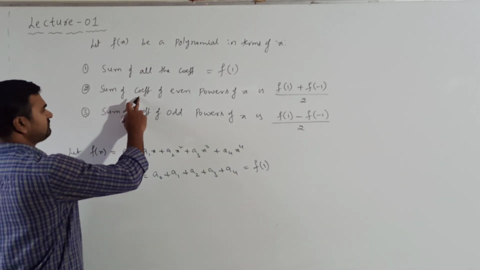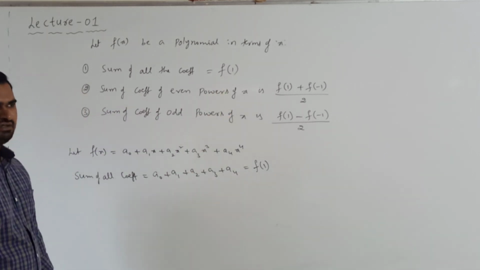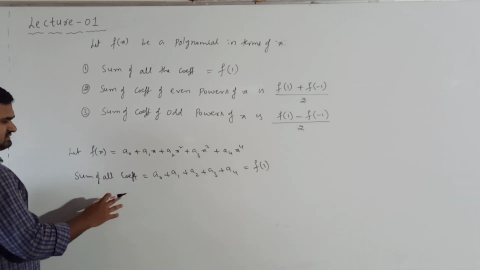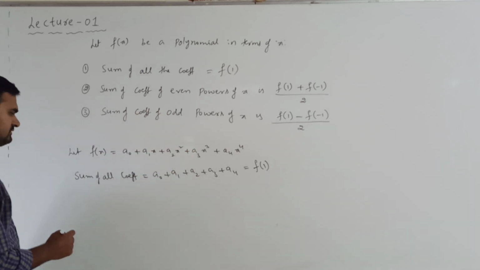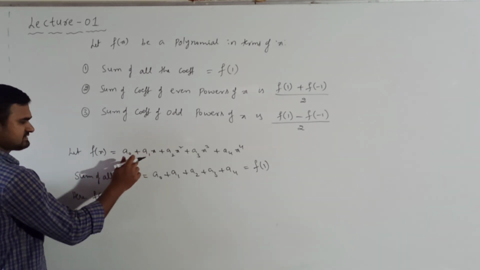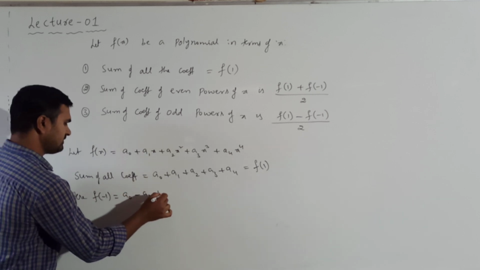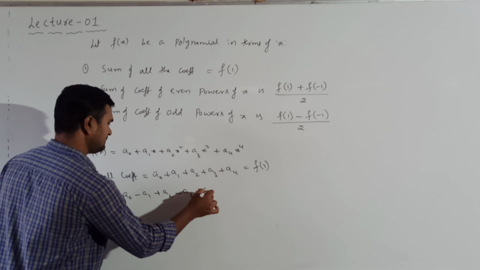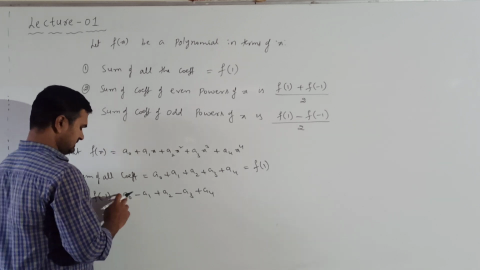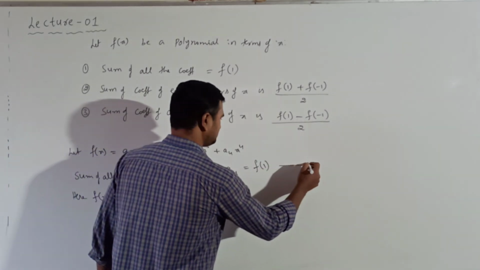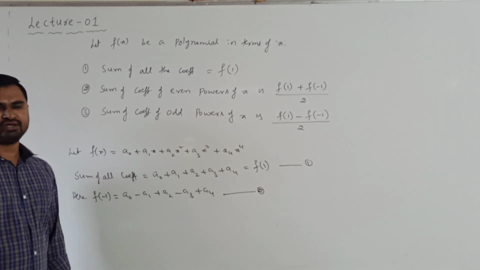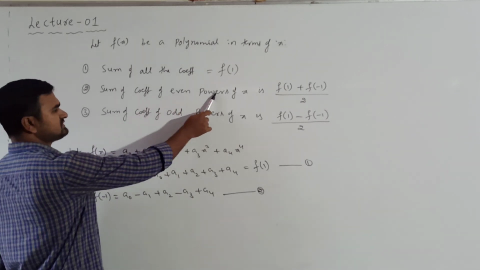Next, the sum of coefficients of even powers of x. How to obtain it? For that, I will find f of minus 1 also. So what is f of minus 1? Replace x with minus 1. It is a0 minus a1 plus a2 minus a3 plus a4. So this is f of minus 1, and here we have f of 1. So this is equation 1, and this is equation 2.